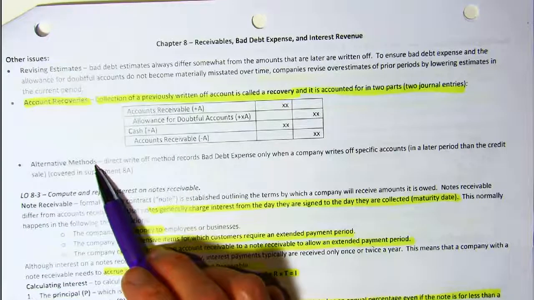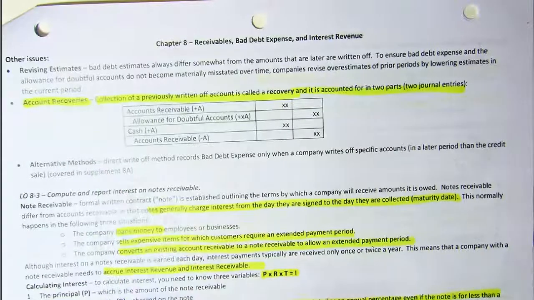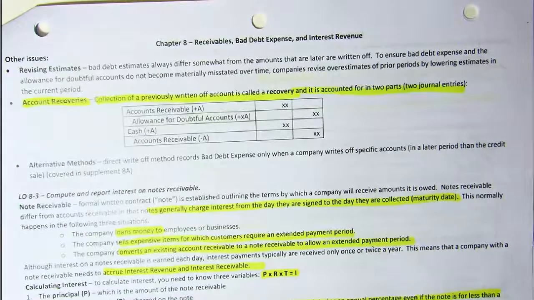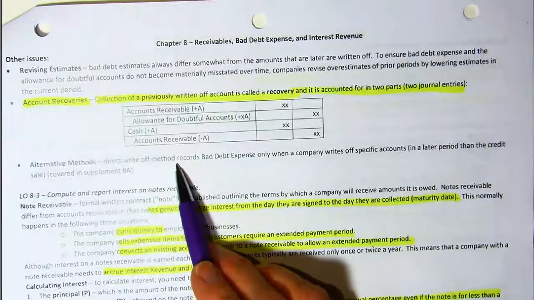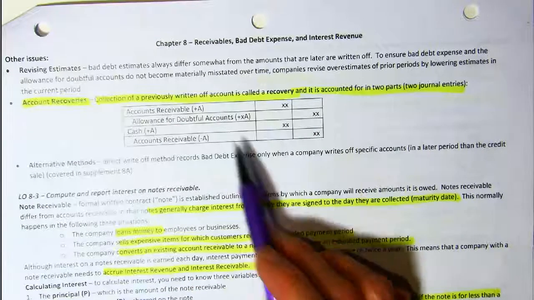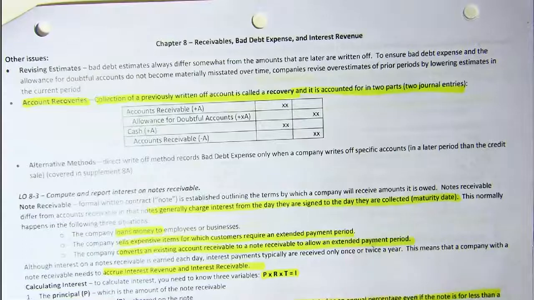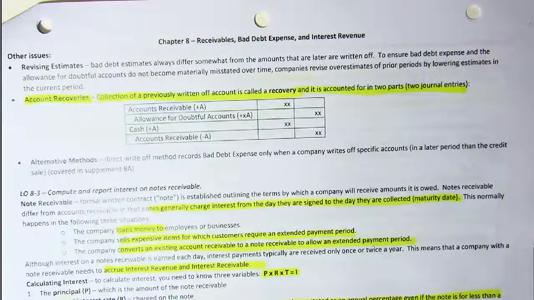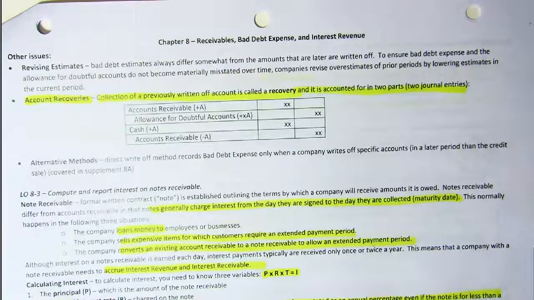The final item is alternative methods. An alternative method to the allowance method is the direct write-off method, and that records bad debt expense only when a company does the write-off. Now, this is not allowed under generally accepted accounting principles, but actually it's the method that the IRS uses in determining what our taxable income is.